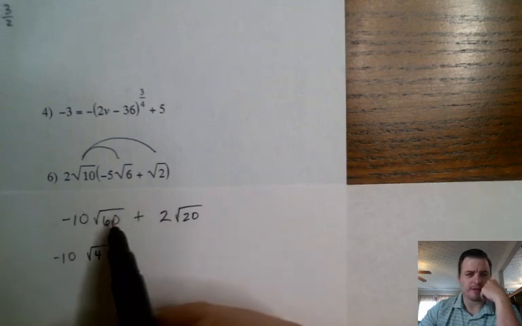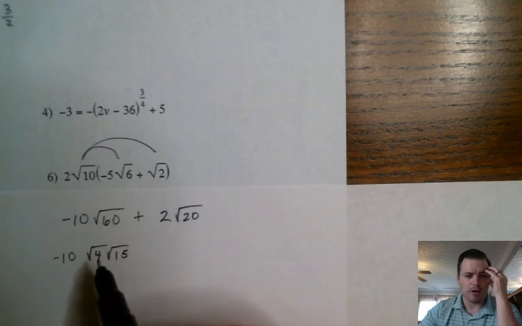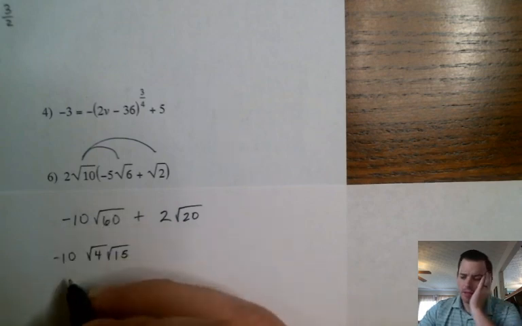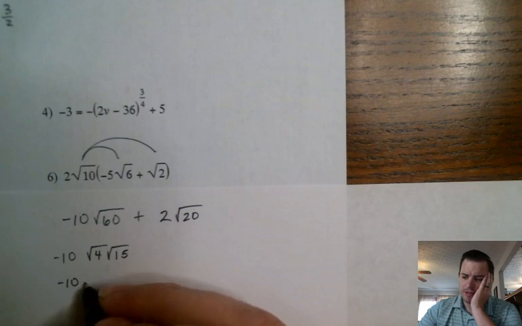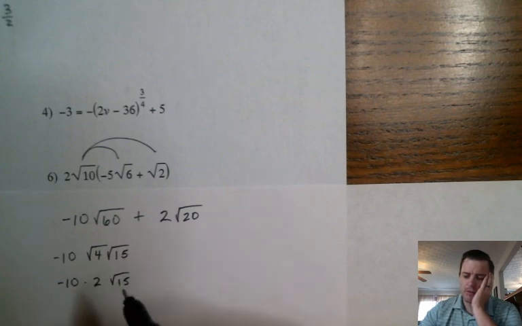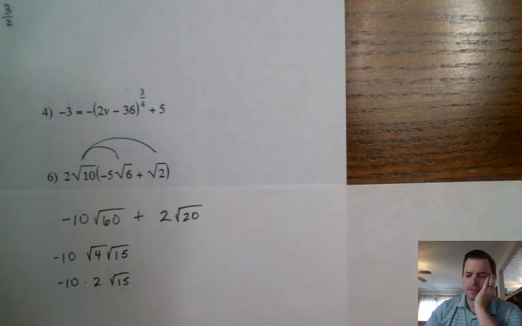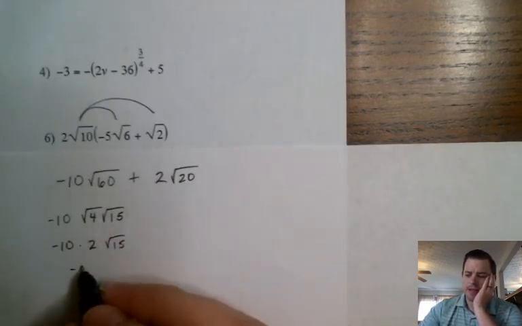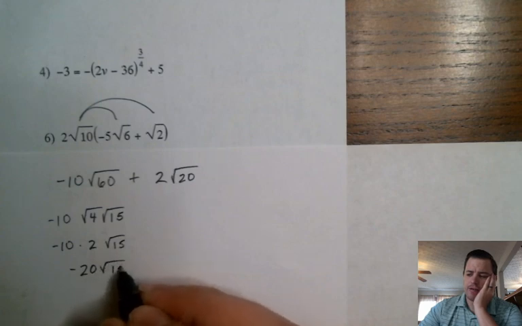Again, I'd have to ask myself what perfect square goes into that. 4, 9, 16. I know 4 will. 4 times 15 is that. So negative 10 times 2. And then radical 15, no perfect square root will go into that. So that's in simplest form. So we get negative 20 radical 15 there.